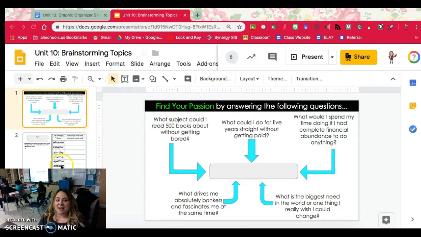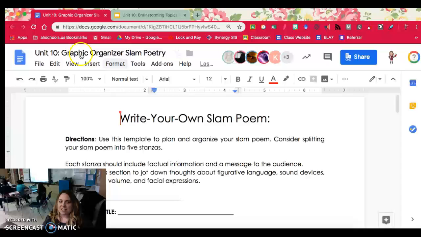Okay, so what I want to do is just show you guys a little bit of brainstorming and how you can get started with your poem. And if you notice, I have two things open on my screen. I have this Unit 10 brainstorming topics, and I have the Unit 10 graphic organizer for slam poetry.